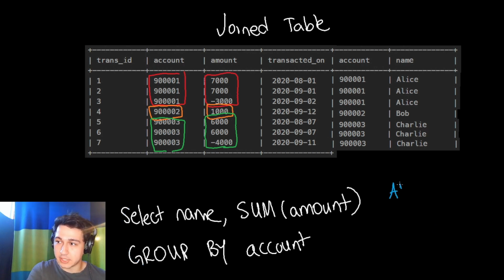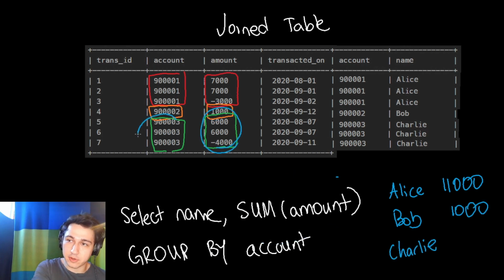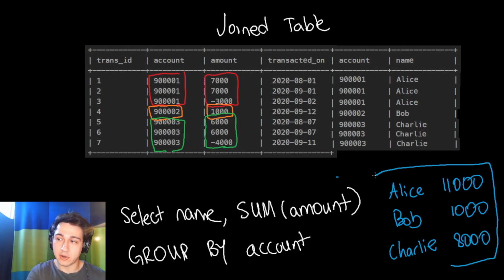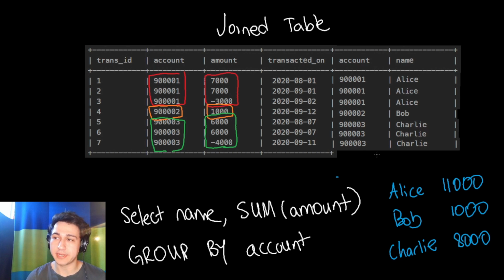We'll get each person's name, Alice, and then how much money she has. The next person, Bob, and then the sum of their amount for that account, it's 1,000. And then lastly, Charlie, and the sum of their amount for this account. This is 8,000. And at this point, this is nearly our output, right? Once we have this, all we want to do is just filter the accounts that have more than $10,000 in it. So we're going to get rid of Bob and Charlie, and we're just going to return Alice, and that's it. Now let's hop into code and implement these 3 steps.